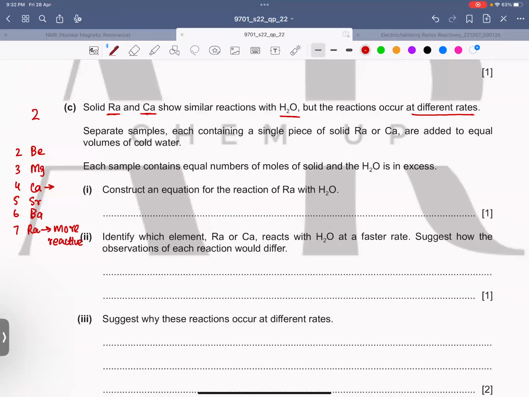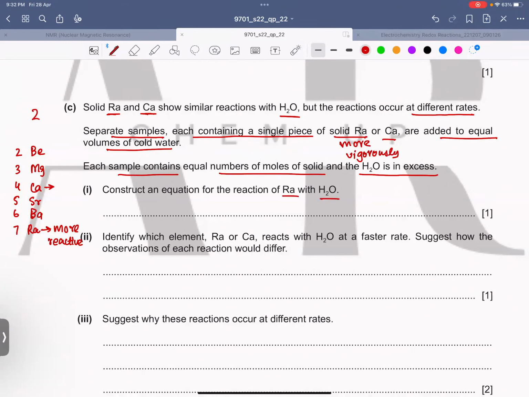Okay. Now what they are saying is that separate samples, each containing a single piece of solid radium or calcium, are added to an equal volume of cold water. So radium would react more vigorously because its reactivity is quite a bit higher than calcium. Each sample contains an equal number of moles of solid and water is in excess. Okay. Construct an equation for the reaction of radium with water.